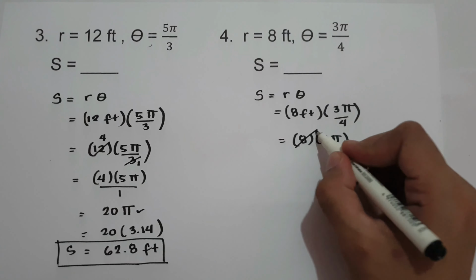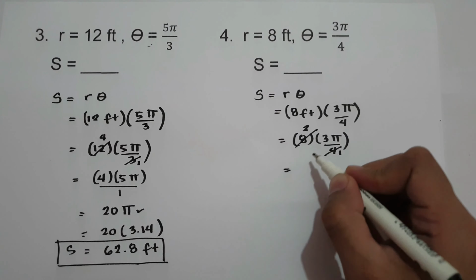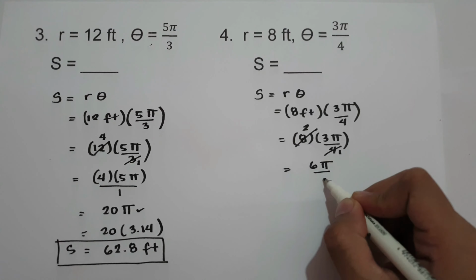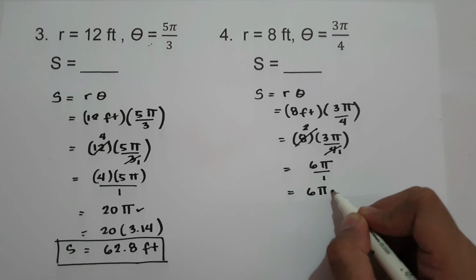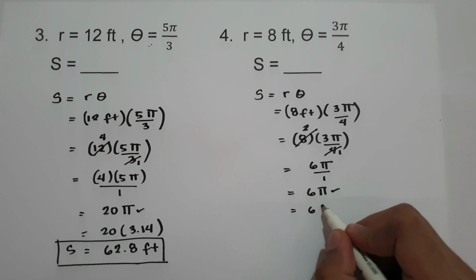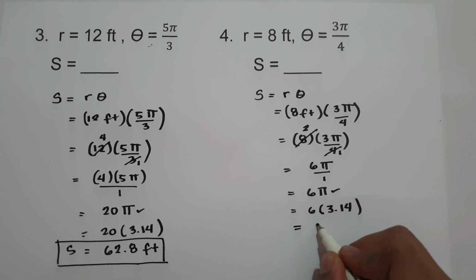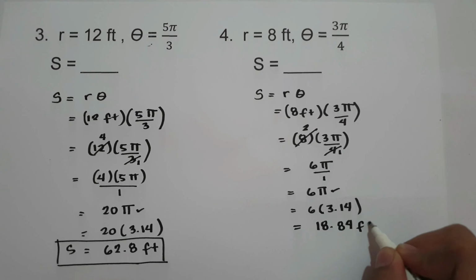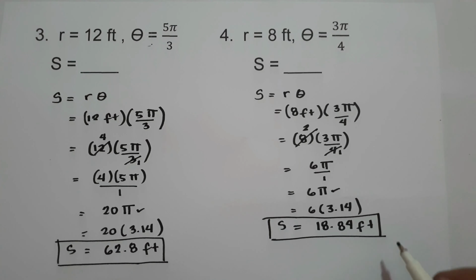Let us cancel this. 8 becomes 2 and 4 becomes 1. That is 2 times 3, which is 6 pi over 1, or simply 6 pi. So this will be our answer. Or you can write it as 6 times 3.14, which is 18.84 feet. So this will be the length of the arc.